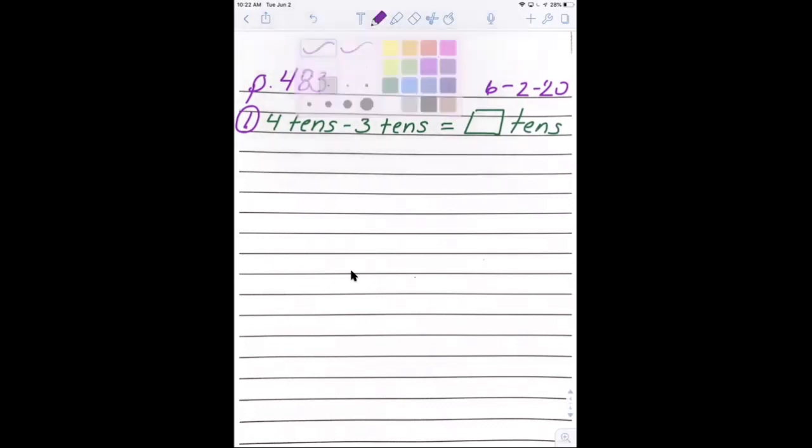Okay, so we make our T-chart. We write tens and ones. And then it's 40. Let me use a different color. 40 minus 30.